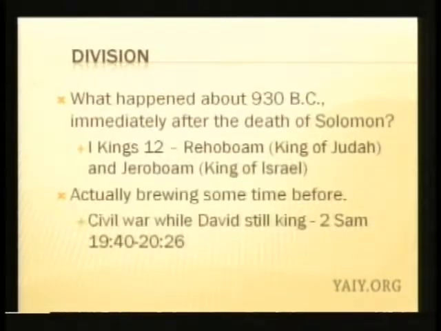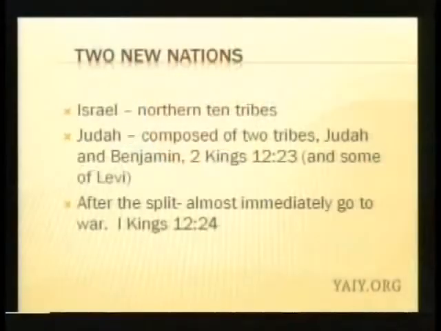Well, what happened about 930 BC, immediately after the death of Solomon? There's division. Rehoboam becomes king of Judah, Jeroboam king of Israel, the northern ten. Now, actually, this had been brewing some time before. There was a civil war even while David was king between the two nations. Israel became known as the northern ten, Judah the southern two tribes composed of Judah and Benjamin, a few Levites. After the split, they almost immediately go to war.